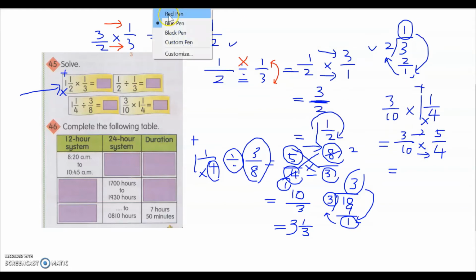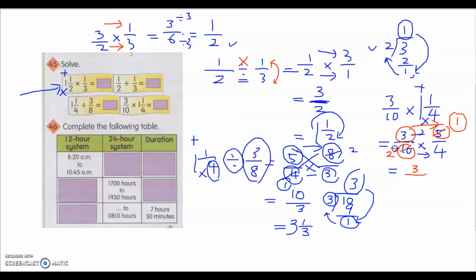Okay, can we simplify? Crisscross. 5 and 4 we cannot, but 5 and 10 we can simplify. So they are in the same times table, so we divide by 5, we get 1. Divide by 5, we get 2. So 3 and 4 we cannot simplify, so we only can times now. So 3 times 1, we get 3. 2 times 4, we get 8. Okay, so you get 3 over 8.